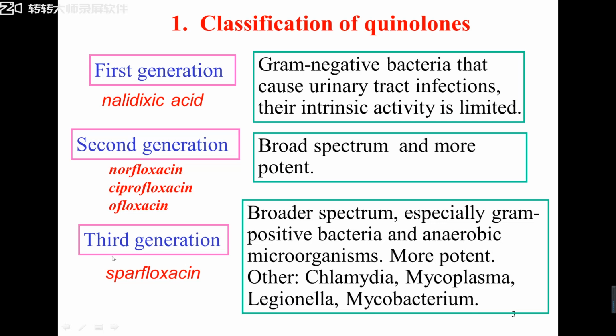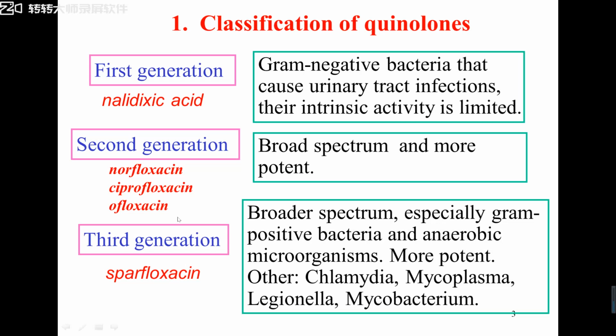And the newest quinolones are the third generation quinolones, such as sparfloxacin. Sparfloxacin has a broader spectrum than the second generation, especially against gram-positive bacteria and anaerobic microorganisms, is more potent than other quinolones, and can also kill chlamydia, mycoplasma, legionella, mycobacterium, and so on.